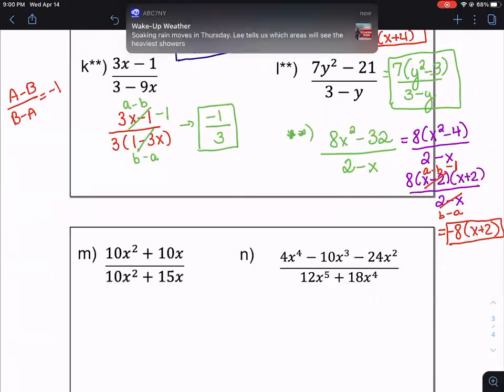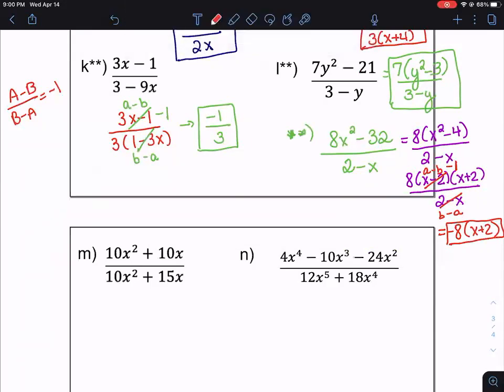So, oops, soaking rain tomorrow. Okay, so I'm just watching the time.